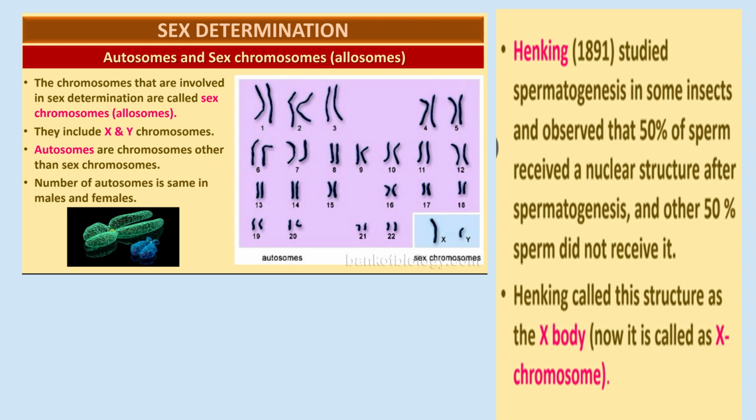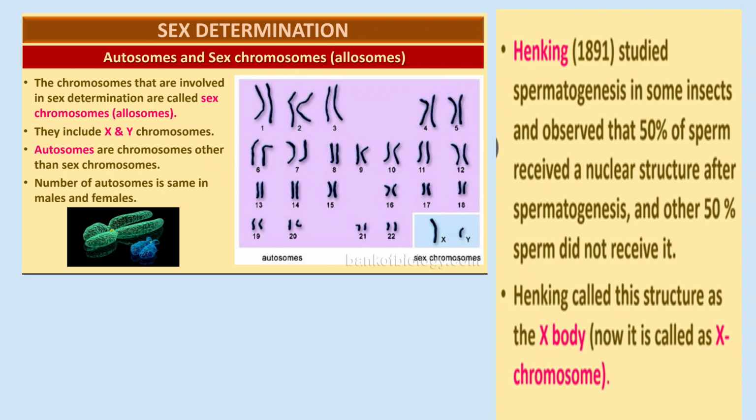Henking stated that in the male, 50% of the sperms receive a nuclear structure which he called X bodies. Okay, so you can see these chromosomes, we call them homologous chromosomes because one has come from the mother, the other one from the father. This homologous pair also, one from mother and the other from the father.